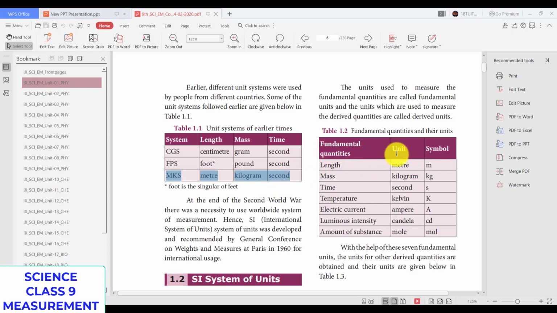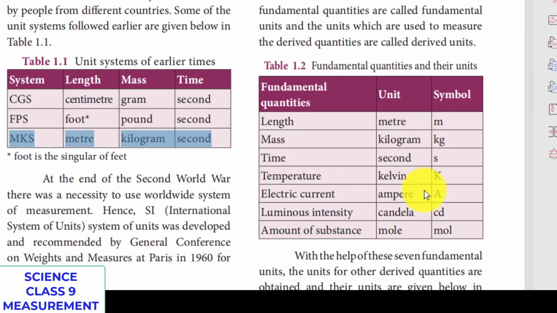Okay. Then the unit for length is meter, mass kilogram, time second, temperature Kelvin, electric current ampere, luminous intensity candela, amount of substance mole. Okay, you have to differentiate the units and symbols. Suppose you are doing some numerical problems, then you have to use those symbols. Is it not? You should not write it in full form. For that, you have to be familiar with the symbols.